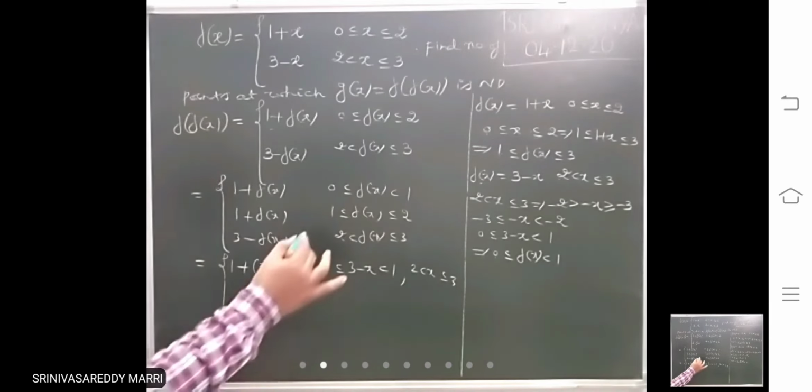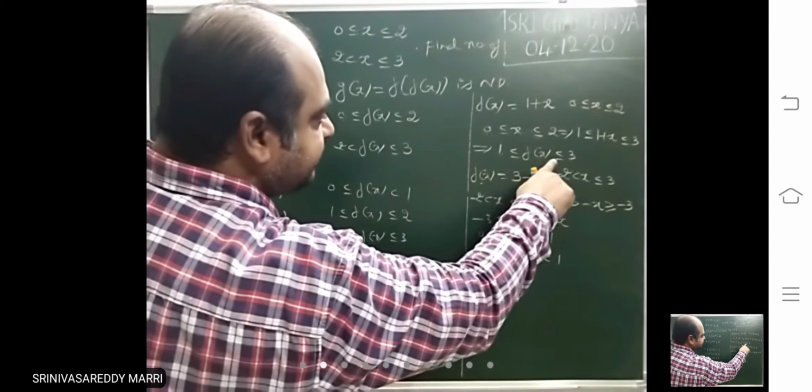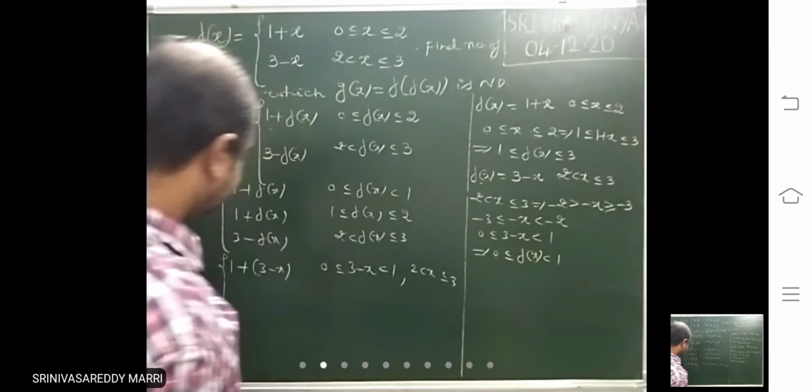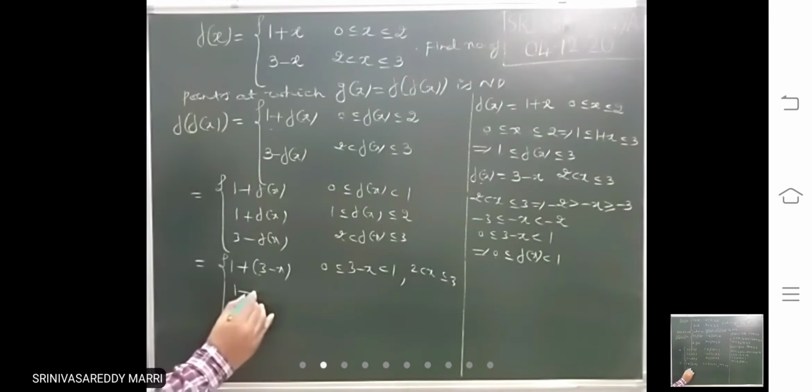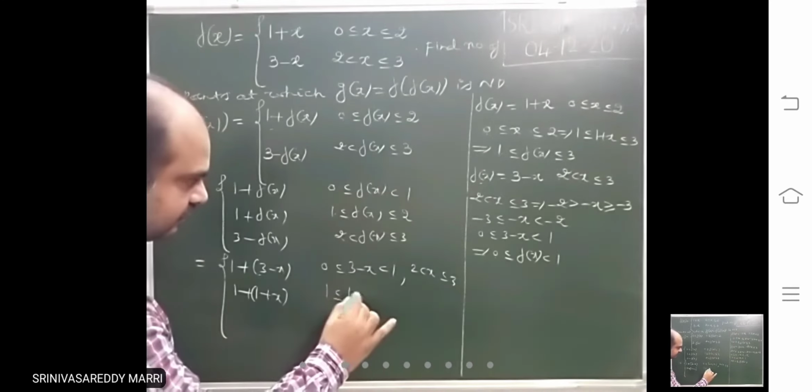So next, when f of x lies between 1 and 2, where is that? When f of x lies between 1 and 2, f of x is what? 1 plus x. So here you substitute 1 plus x, when f of x lies between 1 and 2.